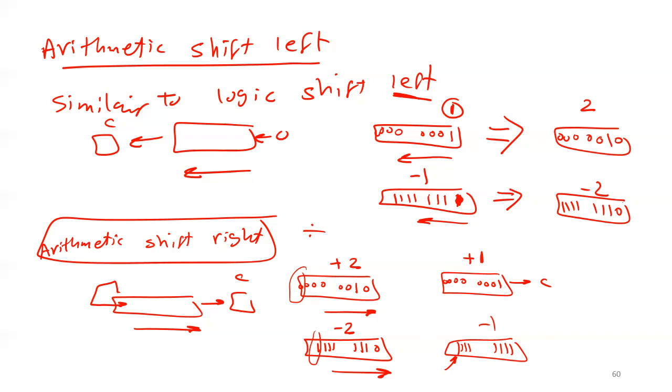So if you have a negative number like this one, this is minus 2, and you shift in a 1, I'm going to get minus 1. That's why in the case of signed numbers, in the case of negative numbers, when you divide by 2, you have to shift in the last bit.